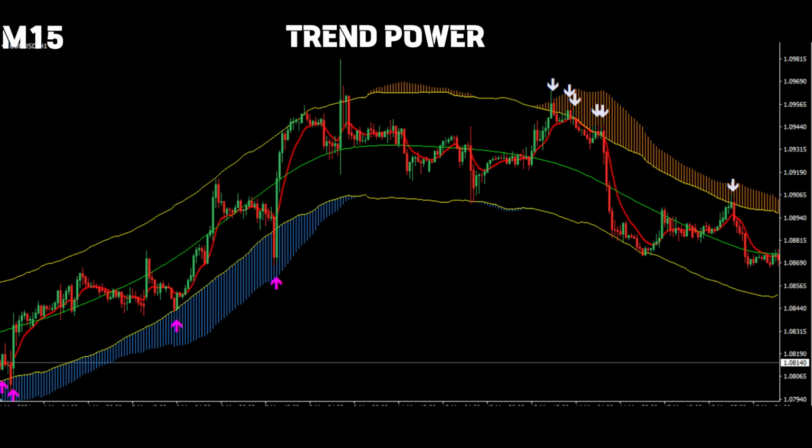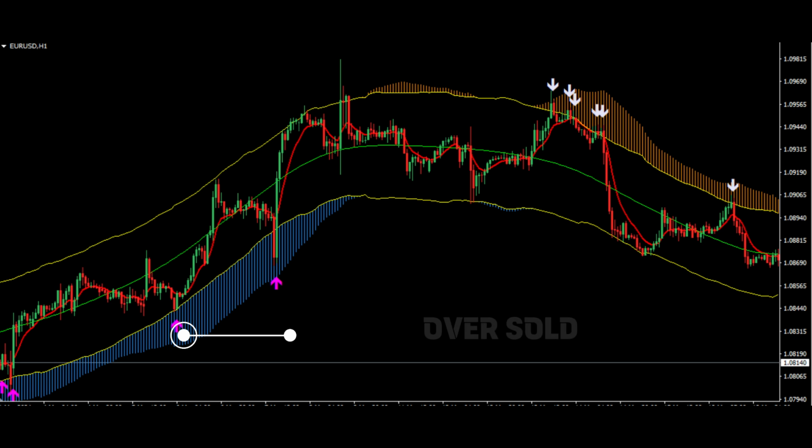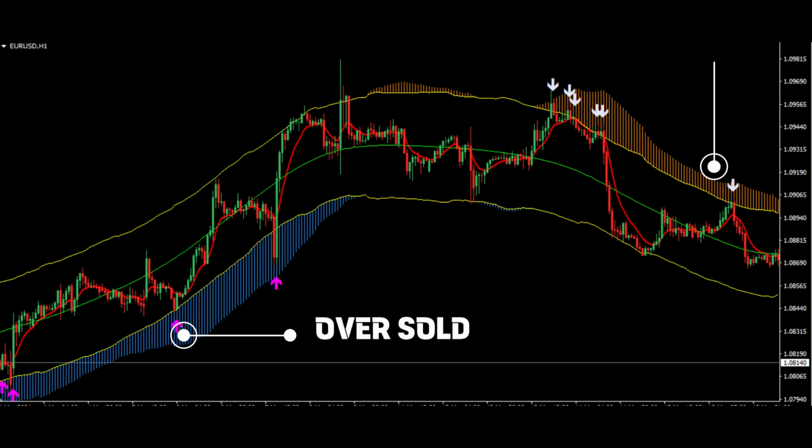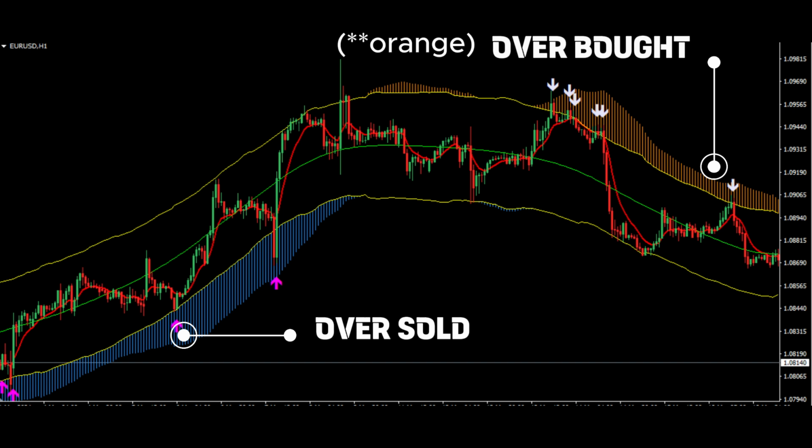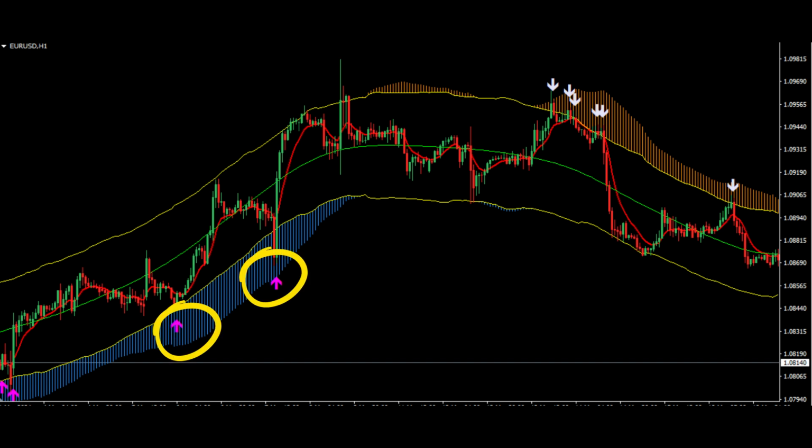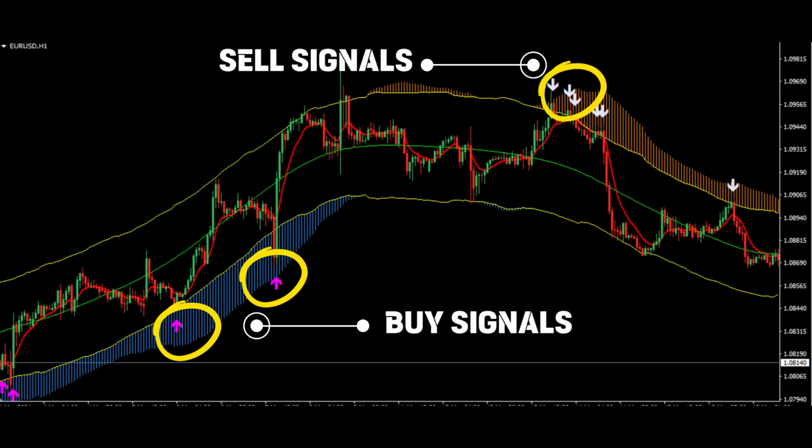The first element on our chart is this blue zone. This stands for the oversold level. The second element is this green zone. This stands for the overbought level. The third elements on our charts are the pink arrows. These simply indicate buy signals. And the last elements on our charts are the white arrows. These simply indicate sell signals.